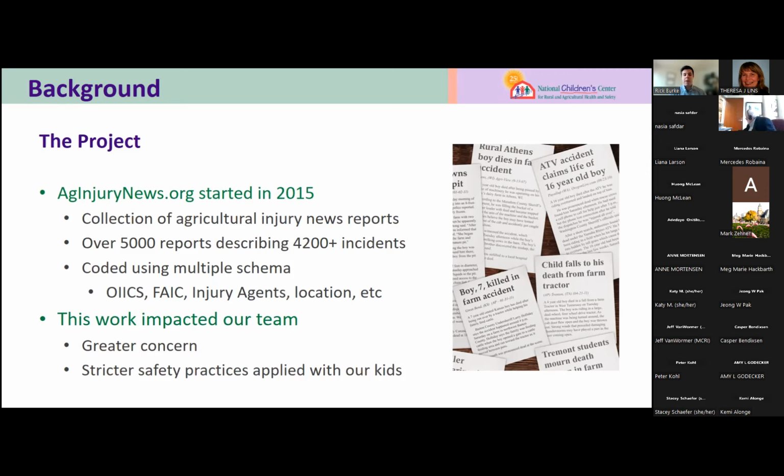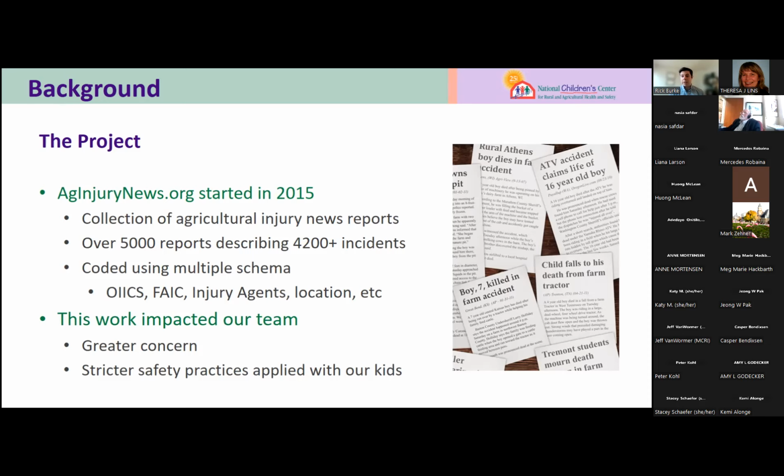agricultural injury news reports. It initially started as just a collection of physical newspaper clippings that we had in our office, which then was formalized into an online database, where we scrape online news agencies and social media and police scanners and the like in order to collect these injuries and then organize them. We code them with various schemes, and we're currently over 5,000 reports for the past 7 years now, with over 4,200 incidents detailed. In doing this, our team manually goes through and codes all of these reports, including the occupational injury and illness classification system, the farm and ag injury classification, as well as things like the injury agents, what caused the injury, and where it occurred.